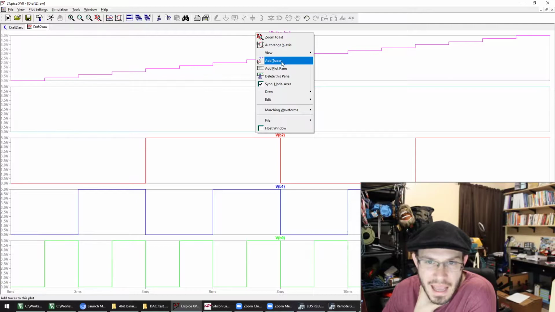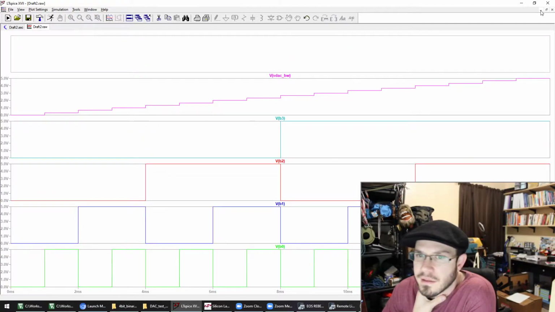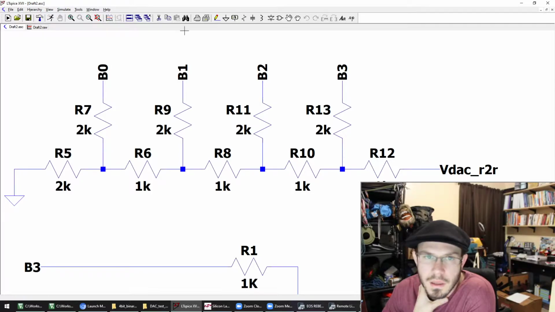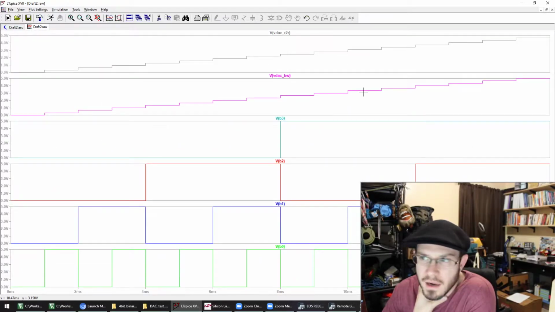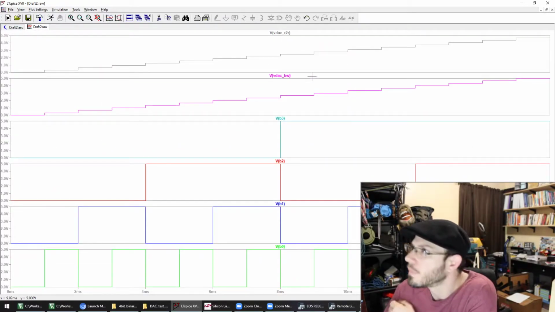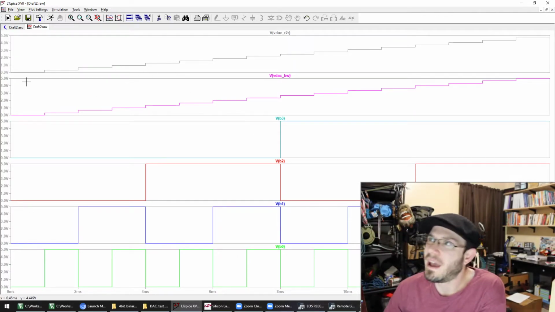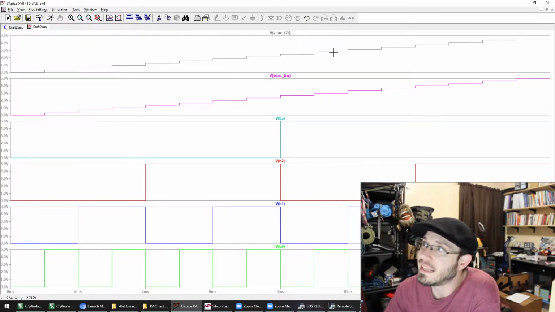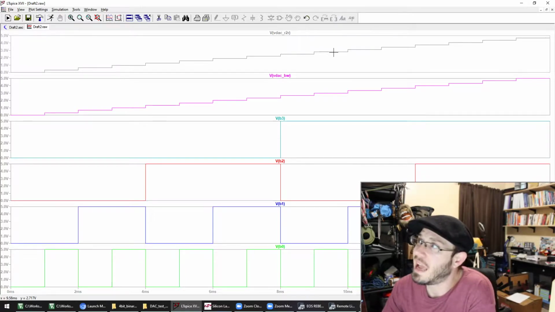now let me go ahead and add that VDAC back. Probe the voltage there. There we go. Okay. And now you can see essentially we are getting the same thing as the output from this DAC.